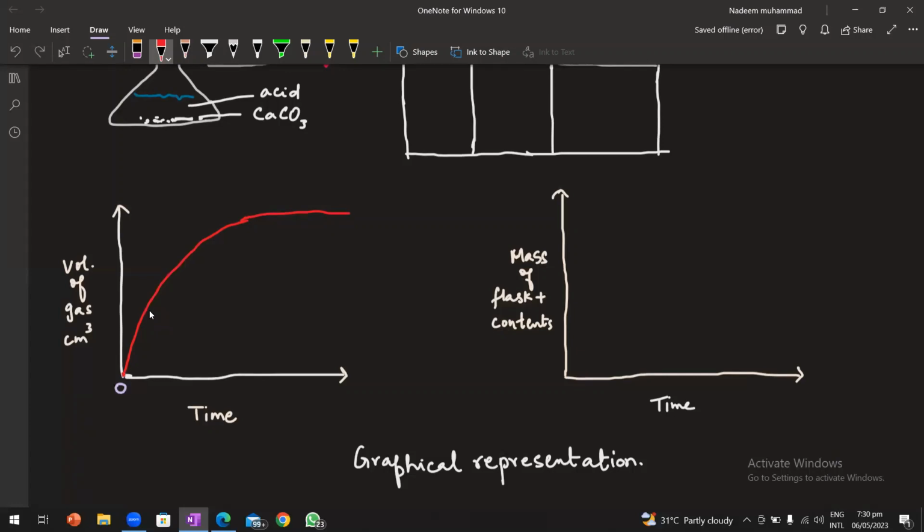This is the steepest point. So the steepest point shows that the reaction is fastest at the start. And over here, you can see the steepness is decreasing. So as the steepness is decreasing, that means the reaction is slowing down. And when the line becomes almost horizontal or straight, this shows that the reaction has finished now. So this is the kind of curve that you will get.